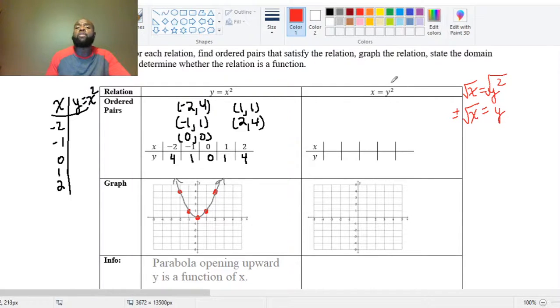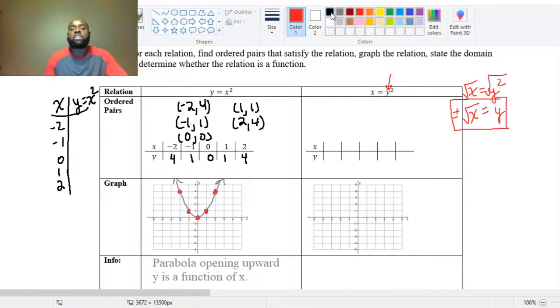But how do we graph when we do stuff like this? One way is to solve the equation for y and then plug your x values in the normal way. Or, since it's not y as a function of x, this is actually x as a function of y, because if I choose one input value for y, when I square it, I'm going to have one output x. So here we have x as a function of y.